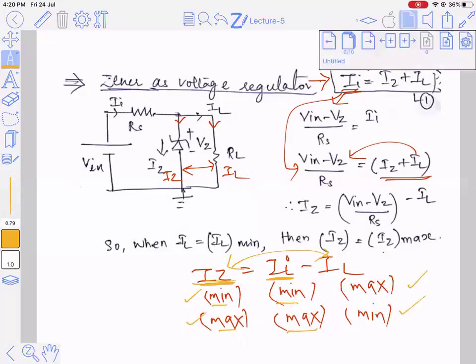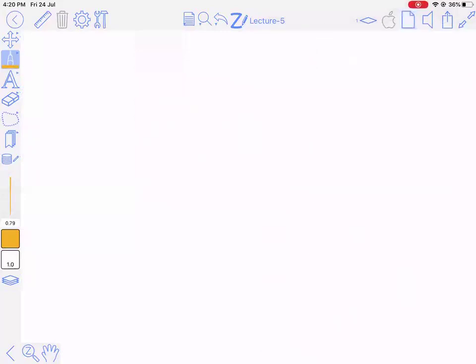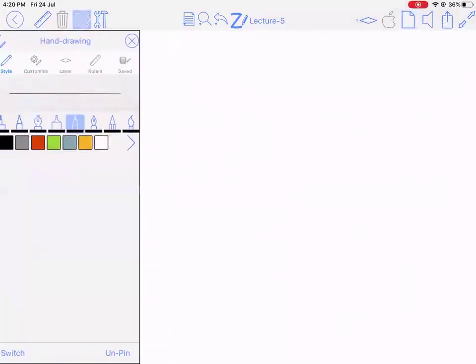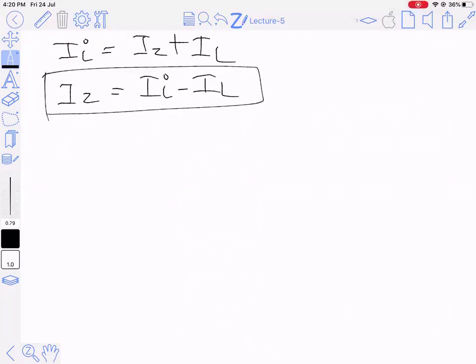So just to summarize this, because we'll be using this in our analysis. I have the first equation, that II gets split into Iz and IL. So I write Iz as nothing but II minus IL. What is II over here? II is nothing but Vn minus Vz by Rs.